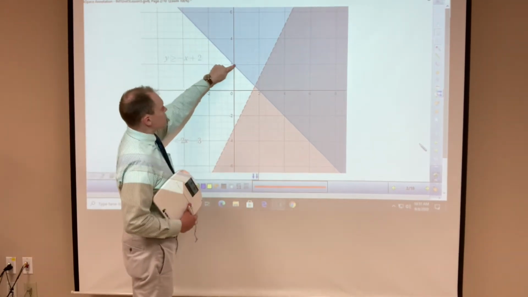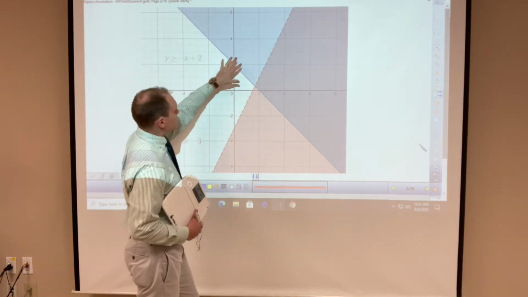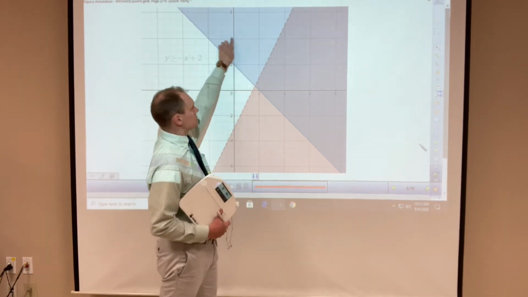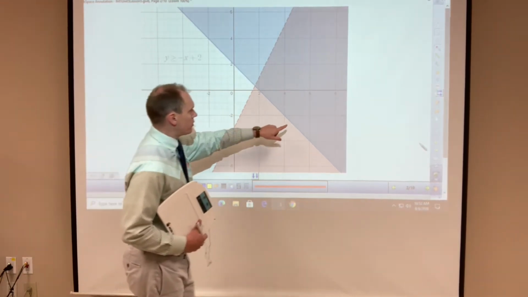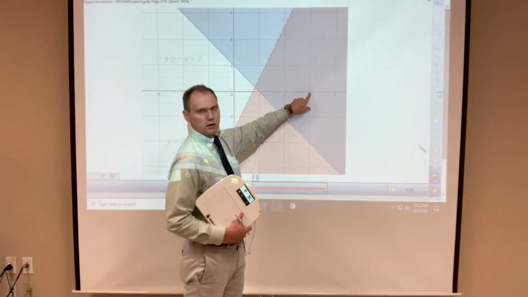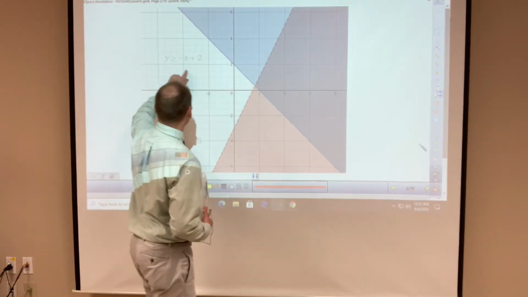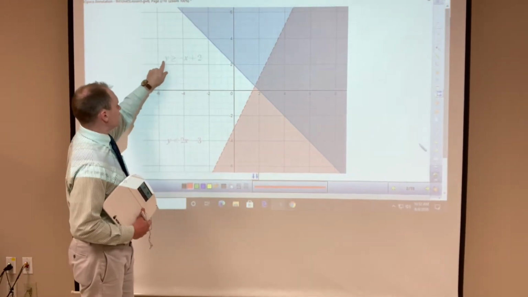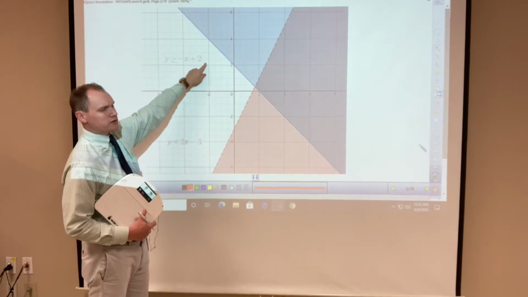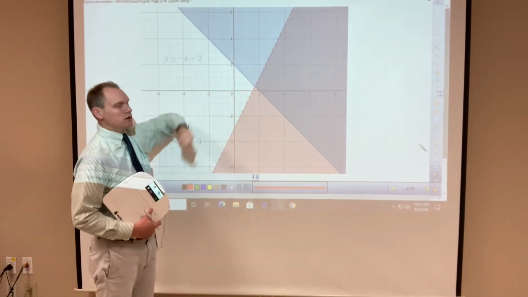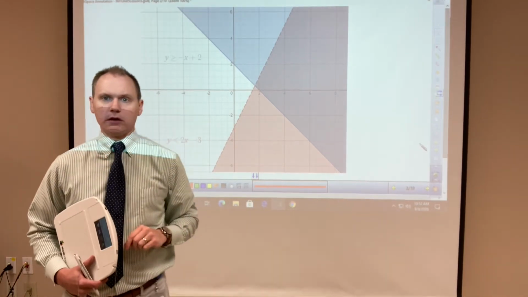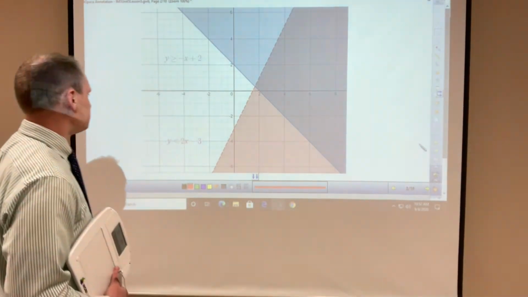So greater than or equal to there. So any point in here is also a solution to this inequality. For example, the point (6, 0). If we put 6 in for x and 0 in for y, you're going to get negative 6 plus 2 is negative 4, and 0 in here. So 0 greater than or equal to negative 4? Yes. So that means that point is a solution.